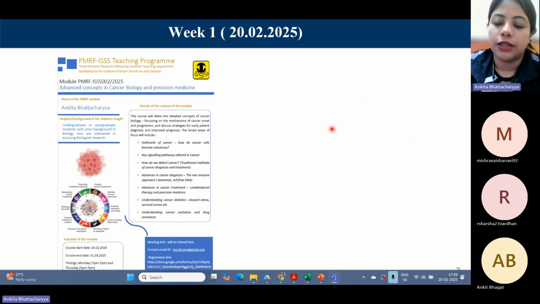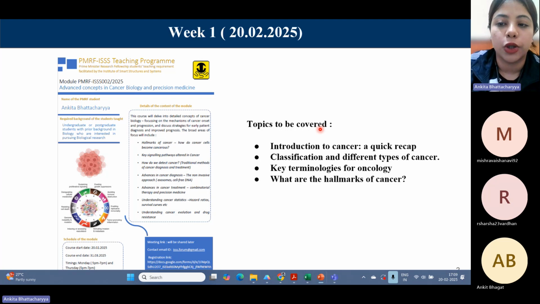Okay. So in today's session, broadly, these are the topics that we are hoping to cover. First of all, we understand the introduction to cancer, some key terminology, some key definitions so that we have it straightened among all of us. We'll go through a quick recap. We will understand the classification of cancer, what are the different types and subtypes of this disease. We will also understand some key terminologies for oncology. Why these terminologies are relevant, you'll understand over today's class itself. And finally, the main question that we want to look at today are the hallmarks of cancer. So with this in mind, let us move ahead.